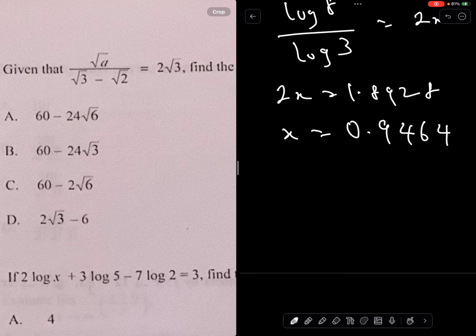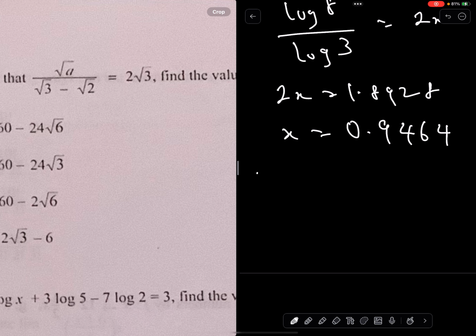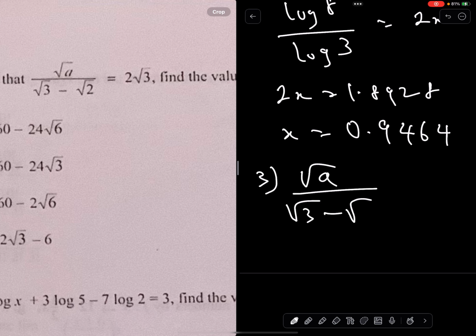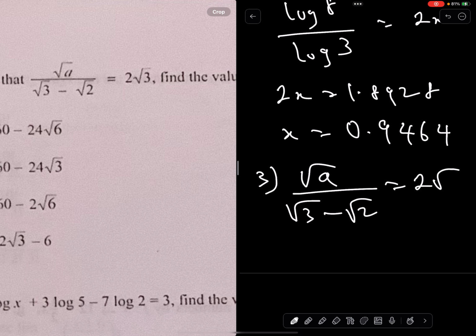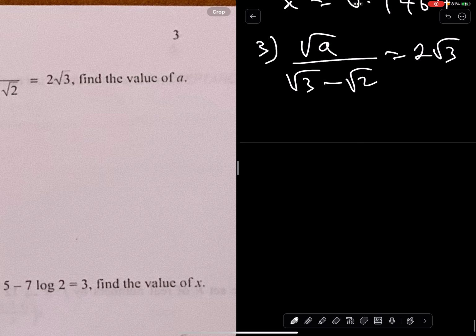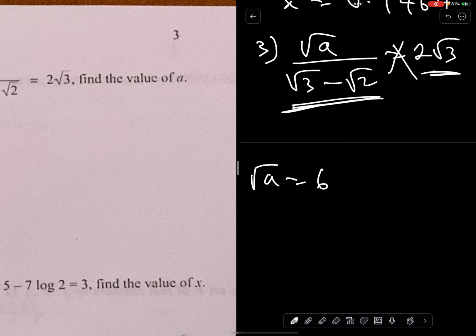Quickly, number 3. Given that root A all over root 3 minus root 2 equals 2 root 3, find the value of A. Okay, how do we find A? We can do cross multiplication. That simply means root A equals, if you multiply this by 2 root 3, you are going to get 2 root 9, which is 6 minus 2 root 6.